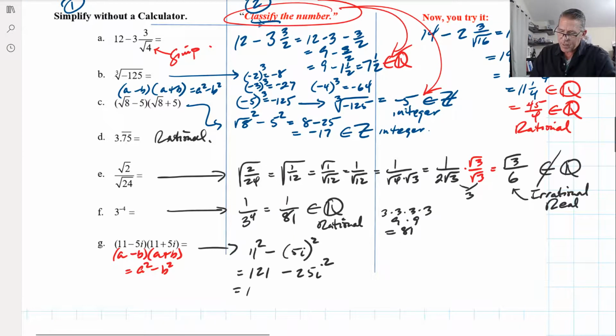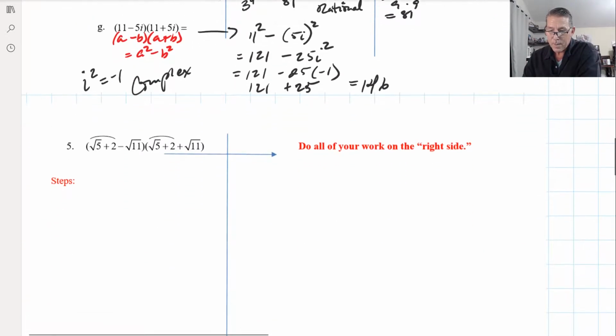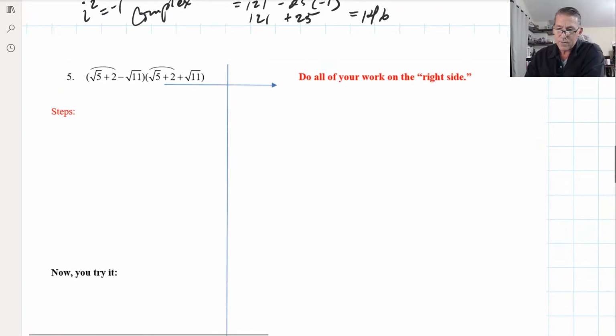Okay, and then what you get is 121 minus 25 times negative 1. Remember, i squared equals negative 1 in the complex field. And so you get 121 plus 25, which is 146. Okie dokie, artichoke, there you go. All right, and off to the races.